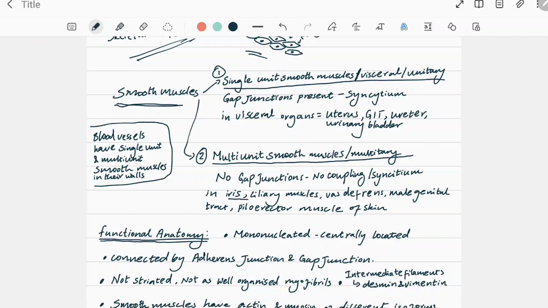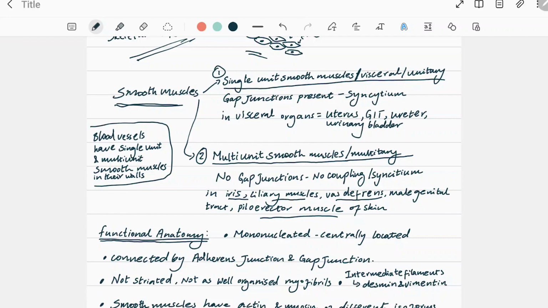They are seen commonly in the iris, where they determine the diameter of your pupil, and in the ciliary muscles of your eye, determining the focal length of your eye. They control the thickness of the lens. The vas deferens in the male genital tract also, and again you have the piloerector muscles of skin. These are the smooth muscles under the hairs present on your skin, and they make your hair stand on end, like when you get goosebumps or when you're scared. So those are multi-unit smooth muscles.